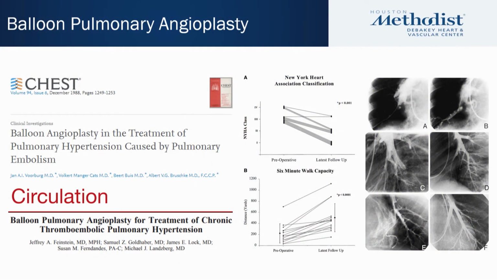So balloon pulmonary angioplasty was initially described in the Netherlands in 1988, and in 2001 the Harvard group had one of the first bigger series that described the outcomes of pulmonary balloon angioplasty in patients with CTEPH. We can see on the right side of the screen that with regards to their functional capacity, most of the patients actually did fairly well, and their angiographic findings showed a significant improvement as well.